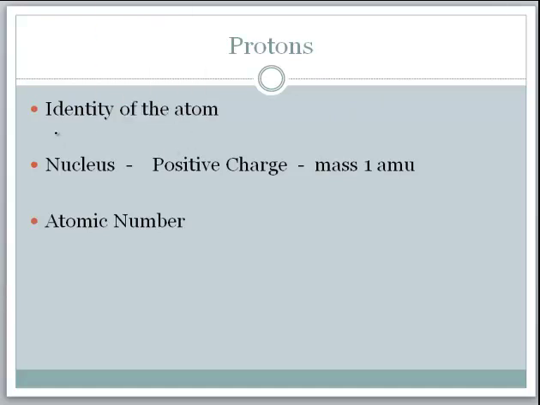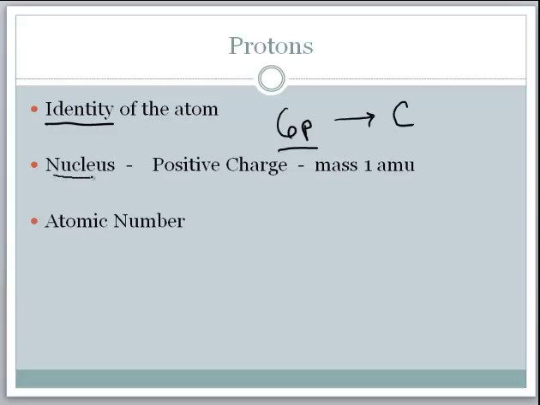Okay, the one thing you want to know about the protons is that they identify the atom. So let's say, for example, we're talking about something that has 6 protons. That's carbon. Now it might be carbon 12, it might be carbon 13. It doesn't matter how many neutrons are present, or for that matter, how many electrons are present. If it has 6 protons, it's the element carbon. That's very important. Protons identify the atom.